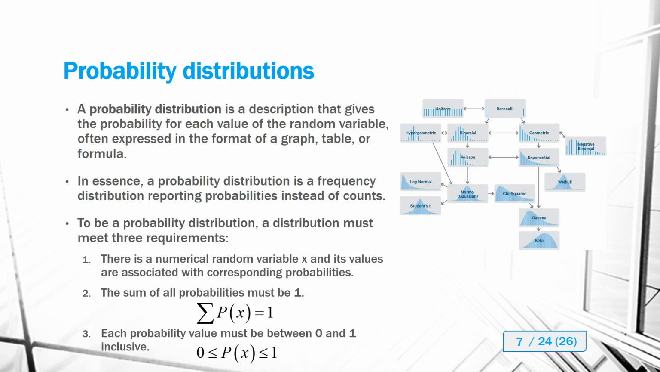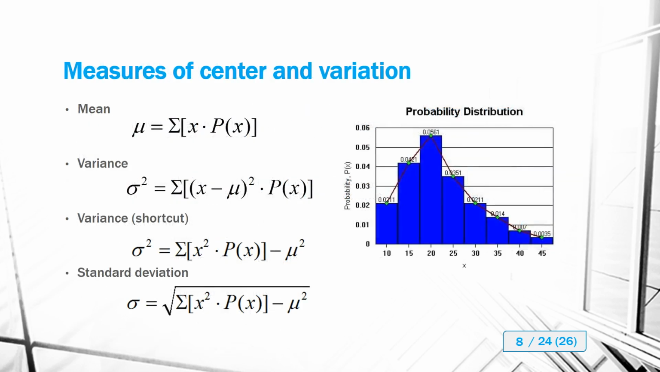You can't have less than 0 area, and you can't have more area than all the area under the curve. So the probability values must be between 0 and 1 inclusive. These three requirements together create what's called a probability distribution. Okay, now, just as we've seen before with other frequency distributions, we can calculate measures of center and variation.